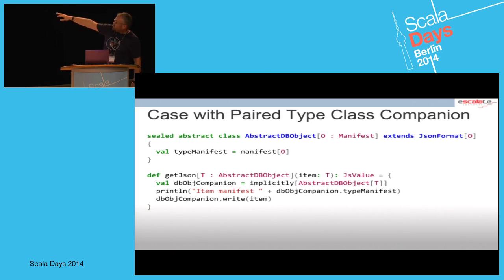And then down here we've got a method that gets JSON. Obviously, this would be something like query the database, but what it says is, I'll take any type as long as there's an abstract DB object defined for that type. And here, because we know that, we can now implicitly get the companion for that, which is the guy there. And from there, we can get the type manifest. And it also extends JSON format, which is our spray JSON type class. So we know there's going to be a read and a write in there, and we know we can write it as JSON and read it as JSON.